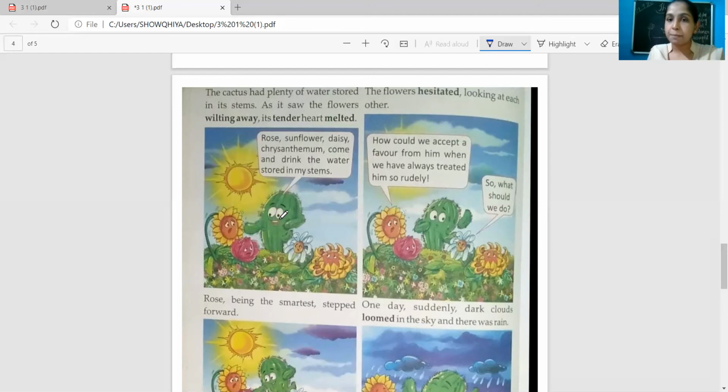At that time the sunflower says, "We treated him so rudely, how could we accept a favor from him? What should we do?" But they don't have any other water, and no one is there to take care of them. So at last they start drinking the water from the cactus stem.